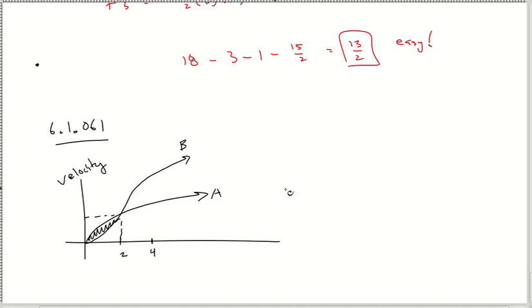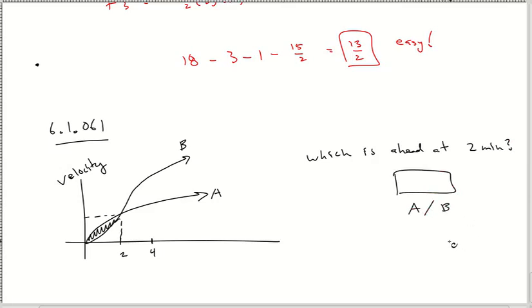Okay. So the question is, there's a few questions. It says, which is ahead at 2 minutes? Which is ahead at 2 minutes? And honestly, the only options are A or B. So you got A or B, and you're going to pick which one, and that's the end of this.